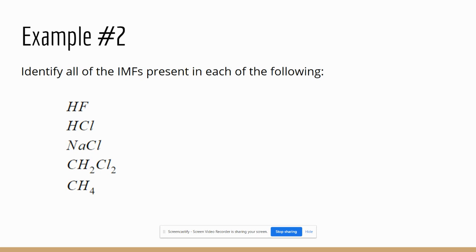NaCl, you could say London dispersion force, but you really don't need to for ionic things. But if you did, you wouldn't be wrong. But most importantly, ionic bonding. CH2Cl2 has London dispersion forces because it has electrons, and it has dipole-dipole forces since this molecule is polar. And then last, CH4 just has London dispersion forces since it is completely nonpolar.